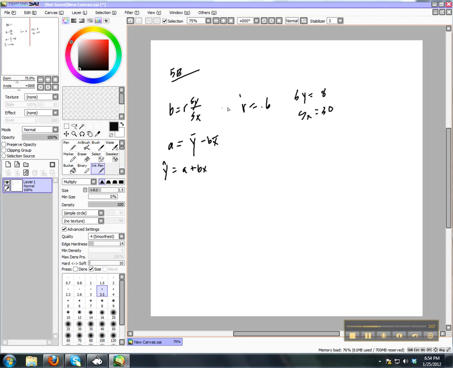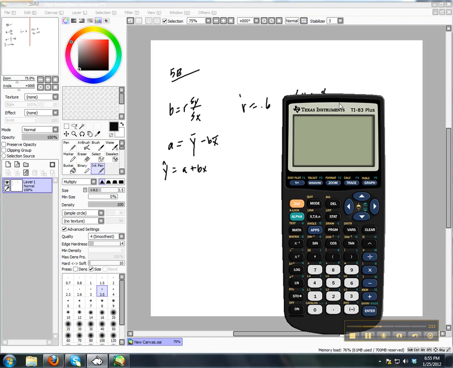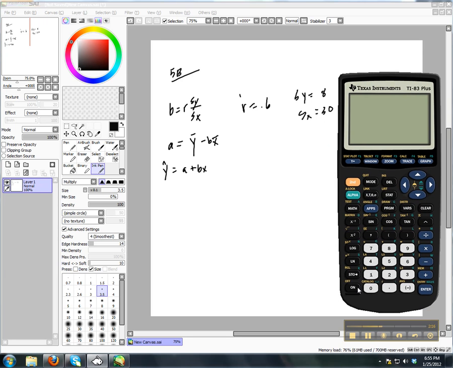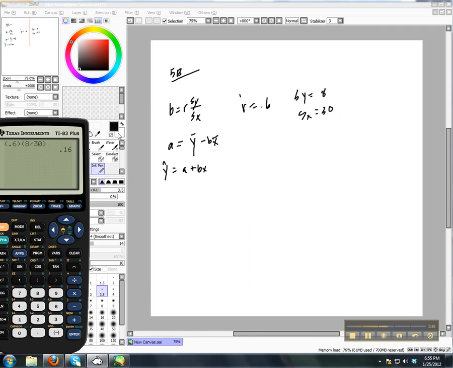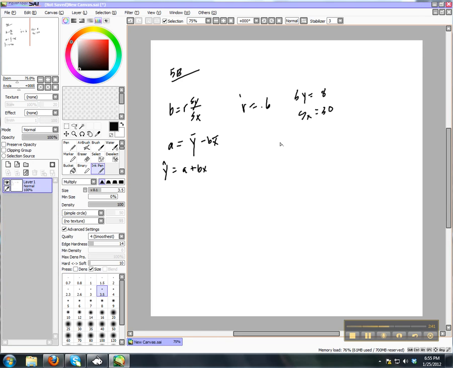So plug it in the formula, right? Slope is equal to r times standard deviation of y over standard deviation of x. So let's just plug that in our calculator to figure out what the slope is. We're going to go 0.6 times 8 divided by 30, right? Standard deviation of y divided by standard deviation of x. Our slope is 0.16. Cool. So now we know the slope, we can figure out what the y-intercept is. So B is equal to 0.16.